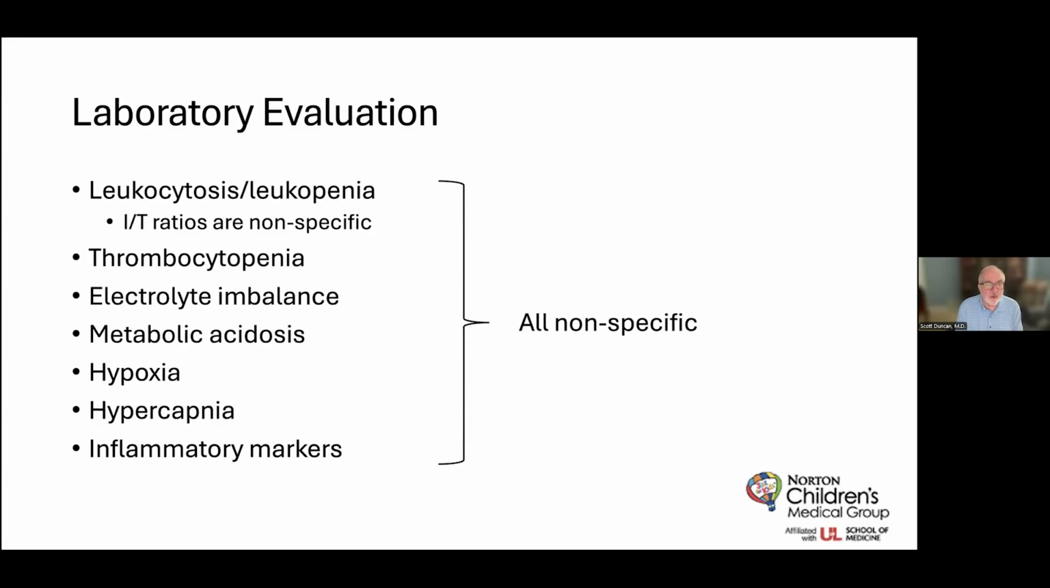Thrombocytopenia is often present. Disseminated intravascular coagulation can follow that. Electrolyte imbalances, metabolic acidosis, hypoxia, hypercapnia. But you see that every one of those are nonspecific laboratory findings in our babies.